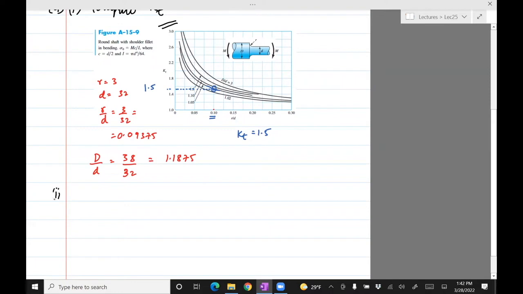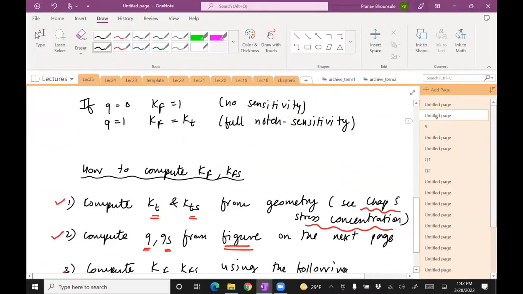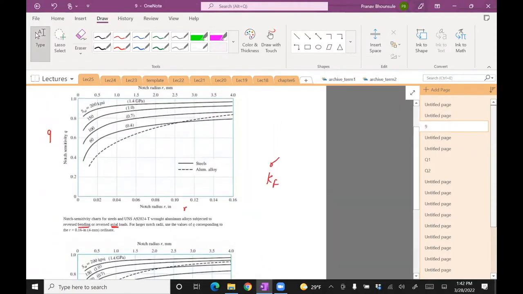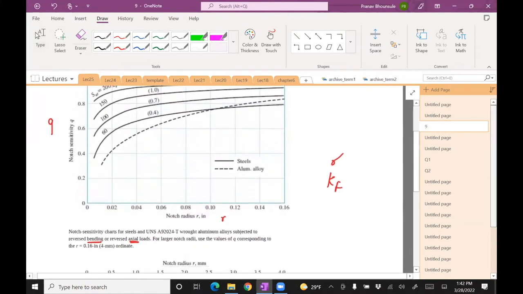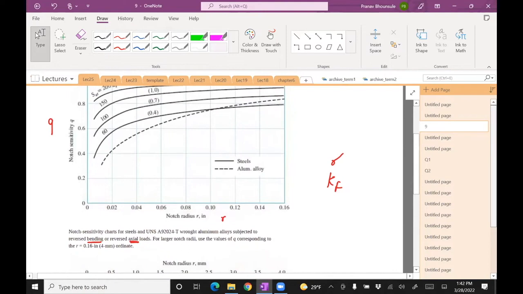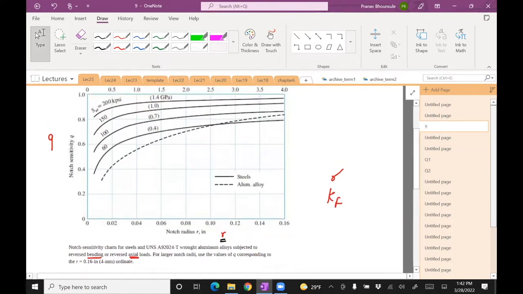Okay, step 2. Going back to this algorithm, step 2 is compute Q, which comes from this figure. We are looking for bending and axial loading, so we need the notch radius. The notch radius in this case is the radius of that fillet. So the radius is 3 mm.